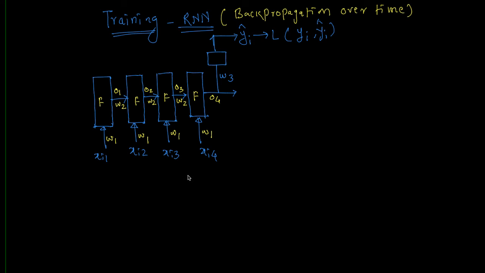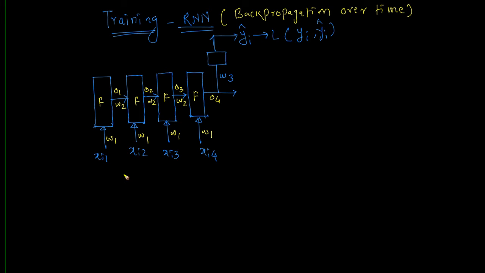So, training a recurrent neural network. We have seen that to train the MLP, we can use the backpropagation algorithm. Can we use the same backpropagation algorithm to train a recurrent neural network, or RNN? Let's see how we can use it. Let's say this is our RNN.